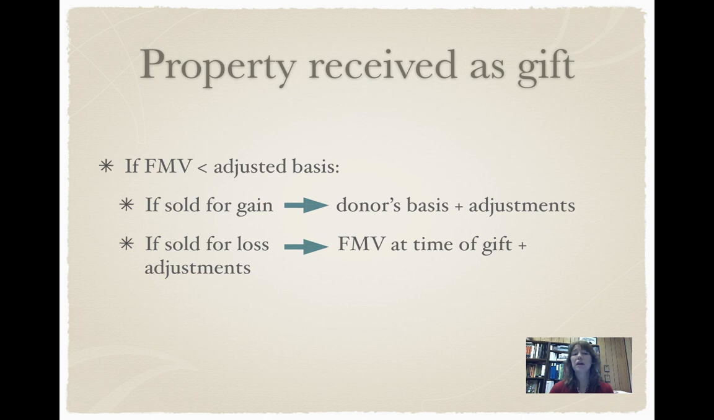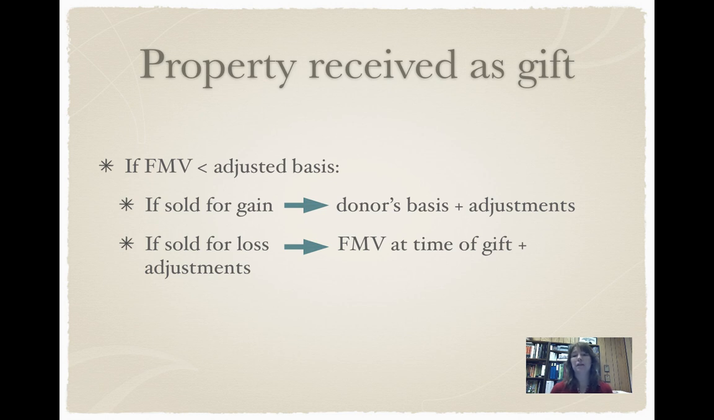So if the fair market value at the time of the sale is less than the adjusted basis, you have to look at whether the property was sold for a gain or sold for a loss. If the property is sold for a gain, we'll take the donor's basis. So if my dad was to give me the property, we're going to take my dad's basis in the property plus any adjustments that were made after I received the property. And that's going to be my basis.